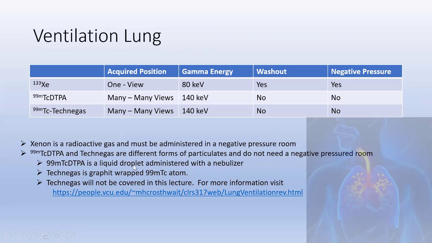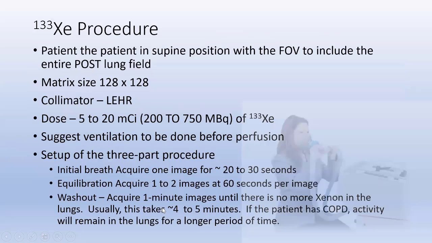DTPA actually is liquid droplets that are administered via a nebulizer, and they reach down to the alveoli. And then we have Technegas, which actually is a graphite wrapped technetium atom. And if you want more information, you're more than welcome to visit this website down here. It's towards the end of a website that I have actually produced.